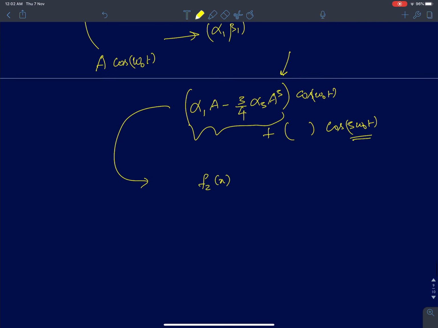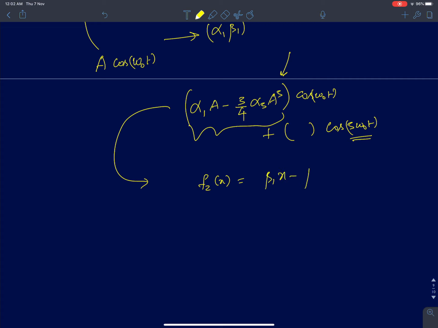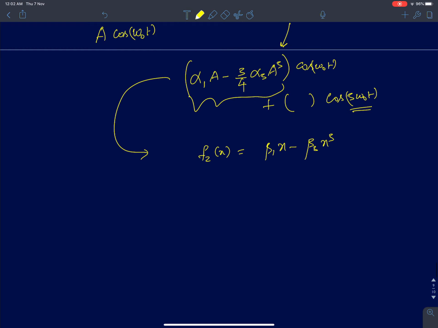If I multiply it by, so the gain of the second is actually beta 1 x minus beta 3 x cube. So I will multiply by beta 1 the first term. So I will get alpha 1 beta 1 into A minus 3 by 4 alpha 3 beta 1 A cube. So that's the first term getting multiplied.